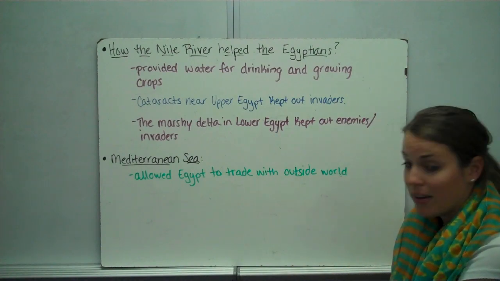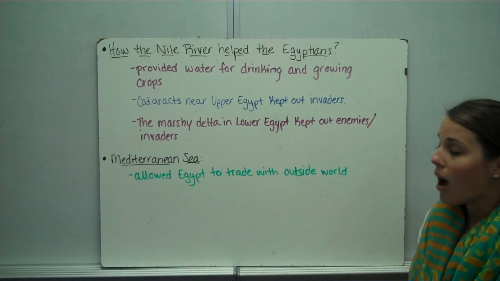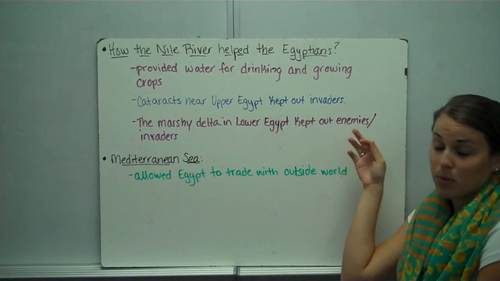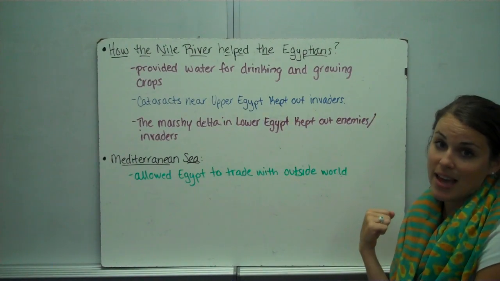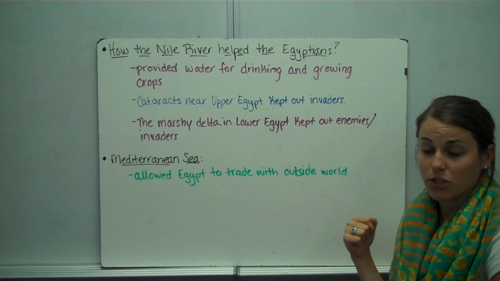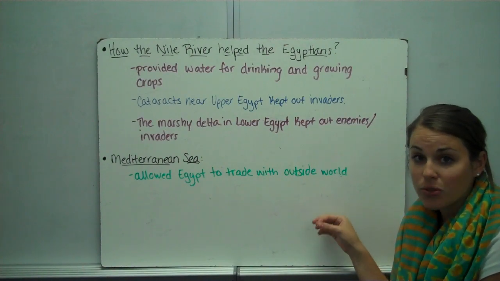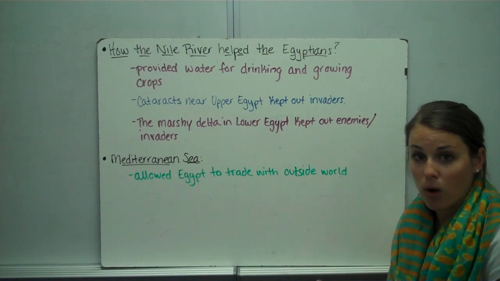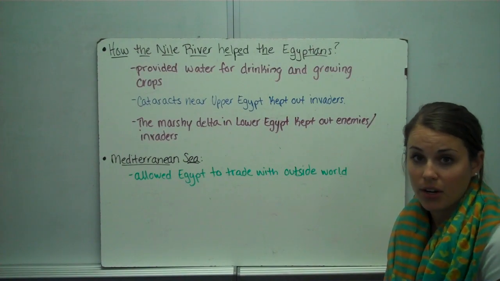The Nile River is very important to Egypt. It provides water for drinking and growing crops. Cataracts near Upper Egypt kept out enemies, so they actually protected them. The marshy delta in Lower Egypt also kept enemies out from coming in around the Mediterranean Sea. The Mediterranean Sea is also very important because it allowed Egypt to trade with other outside parts of the world, making them very wealthy and able to get goods or crops that they could not grow in that area of the world.